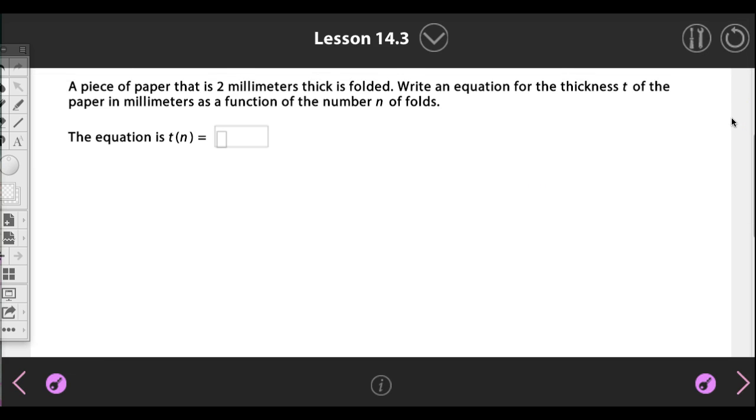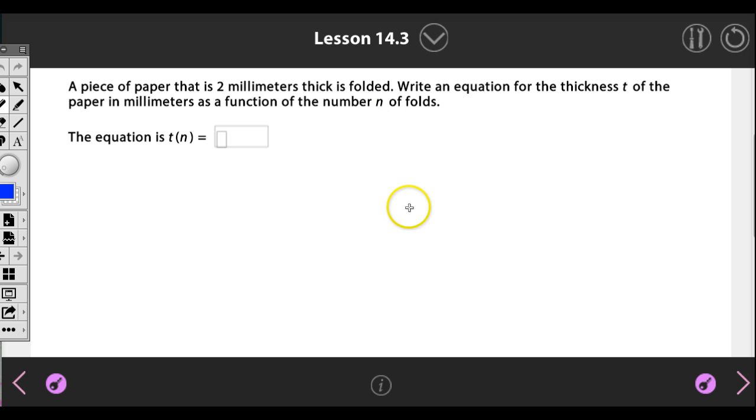And then now let's go ahead and work on this question. This is actually the easier question for today. A piece of paper that is 2 millimeters thick is folded. Write an equation for the thickness T of the paper in millimeters as a function of the number N of folds. Okay, so just remember what you learned earlier.